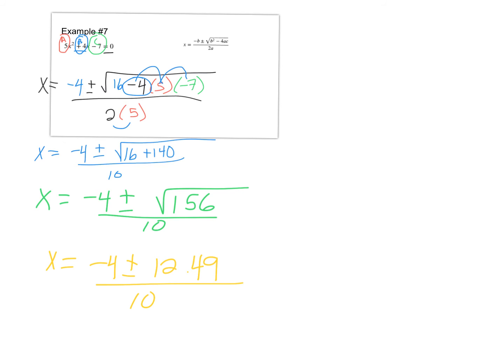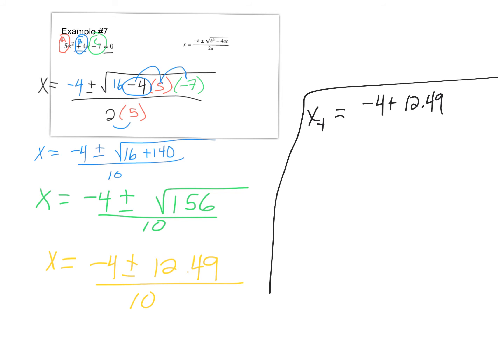Okay, so now let's do our positive and negative solution sets. X positive says negative 4 plus 12.49 divided by 10. So negative 4 plus 12.49 equals, I get 8.49 divided by 10, which is going to be 0.849, which rounds to approximately 0.85.